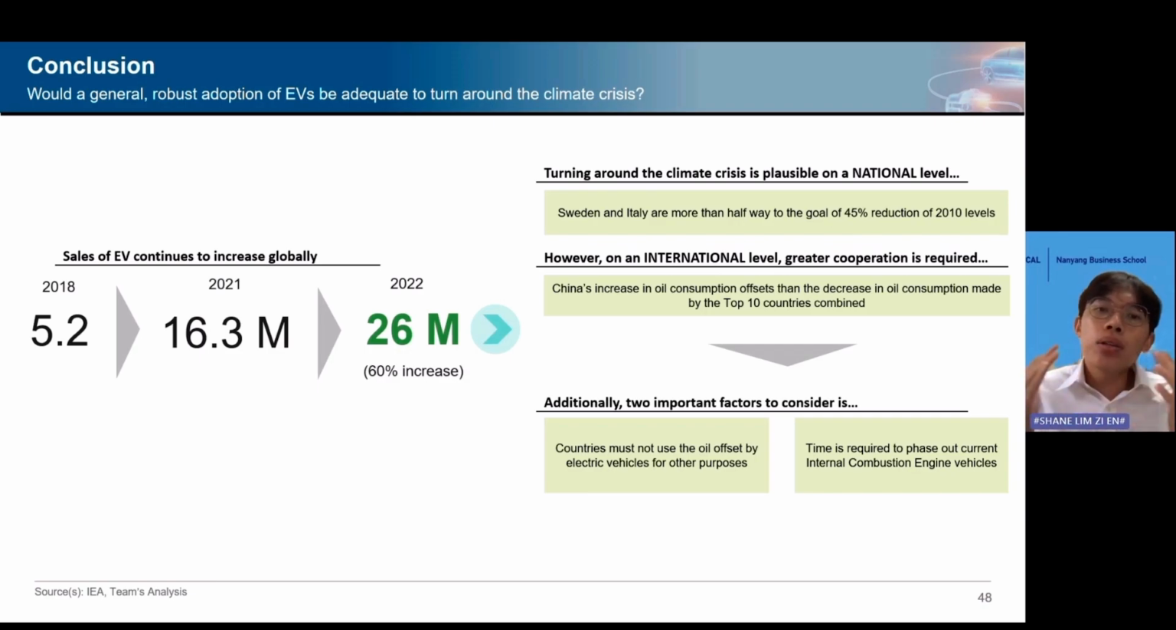Ultimately, there are two additional important factors to consider, which is firstly, countries must not use the oil offset by electric vehicles for other purposes like manufacturing. Secondly, time is required to phase out current internal combustion engine vehicles.